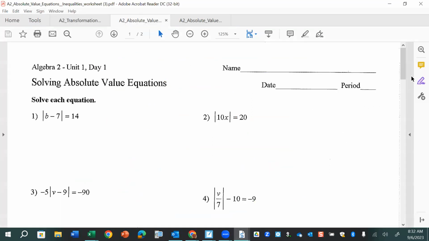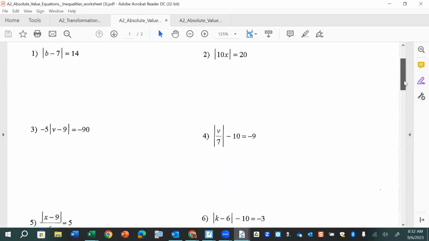Yes, that's this one right here. And oh my goodness, so too easy. Too simple. Let's do number one together.